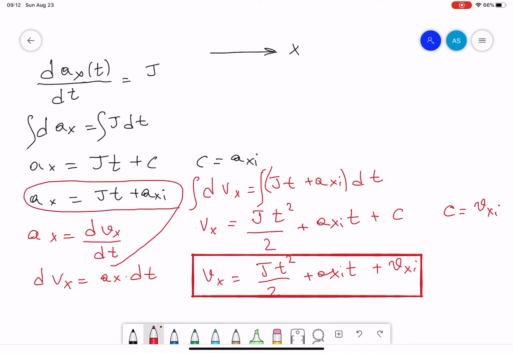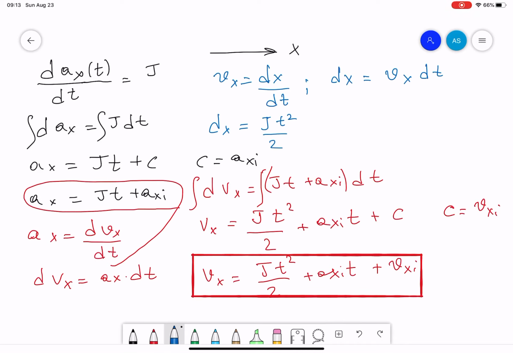Now we have to find x. We know that vx is equal to dx divided by dt, so dx is equal to vx dt. We already have our vx, so we substitute it in. Then dx is equal to jt squared over 2 plus ax initial t plus vx initial, dt. Then we have to integrate both sides.